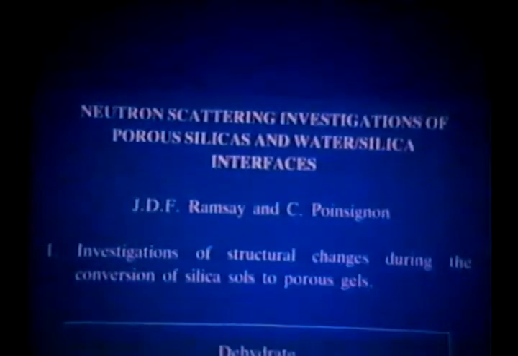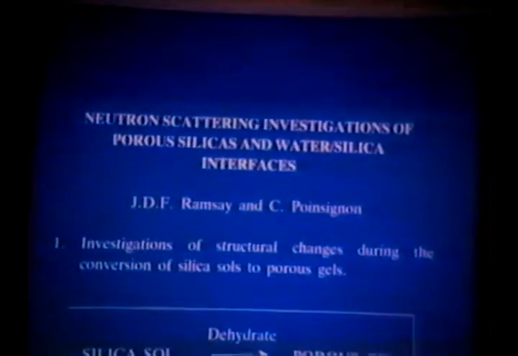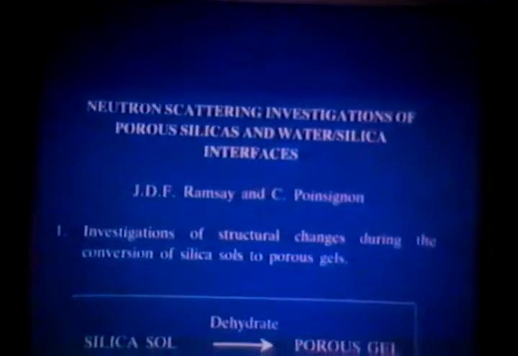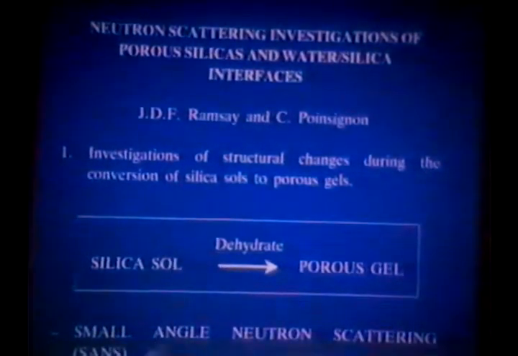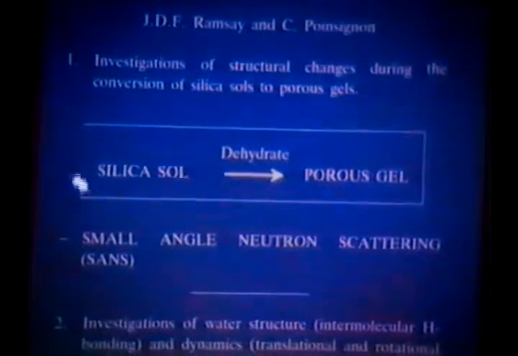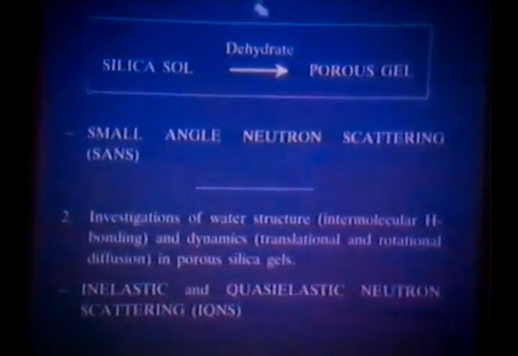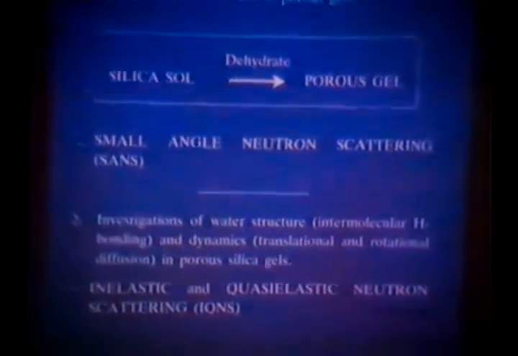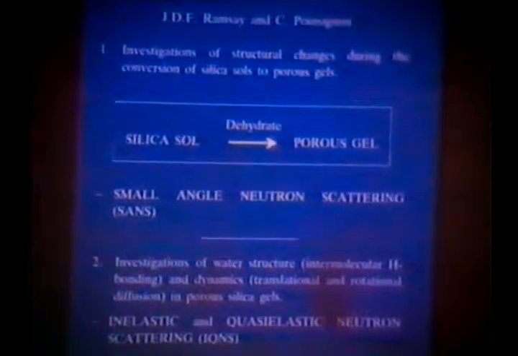There are two techniques we'll be covering. Peter has already mentioned these. The first will be concerned with the ways we can use small angle neutron scattering to follow the structure in a concentrated silica sol as we remove the water and produce a porous gel. And we'll show that this process gives rise to a uniform type of structure which we can determine from small angle scattering, and using that type of structure we can go on to use inelastic and quasi-elastic neutron scattering to probe the properties of water in pores with different geometry.